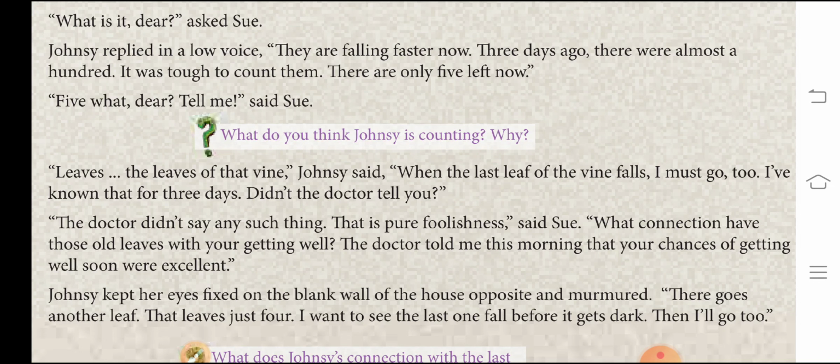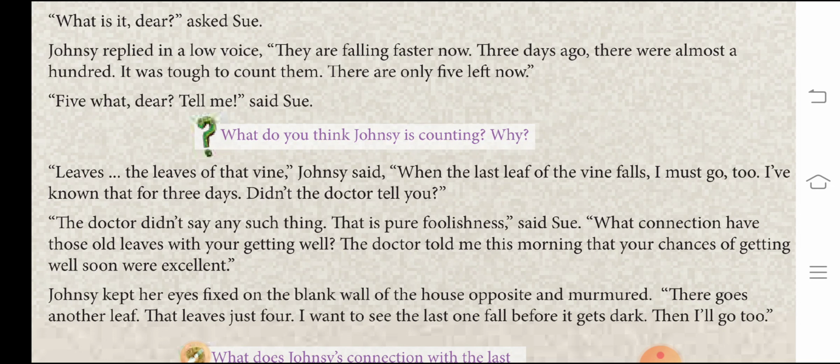The doctor didn't say any such thing. That is pure foolishness, said Sue. So Sue said that it is your foolishness, and the doctor didn't say anything like that, that you will die. What connection have those old leaves with getting well? Now she is scolding her कि उससे तुम्हारे ठीक होने से और उस old vine के पत्तों से क्या connection है तुम्हारा? You are thinking like a fool. The doctor told me this morning that your chances of getting well soon are very excellent. So Sue is telling her.